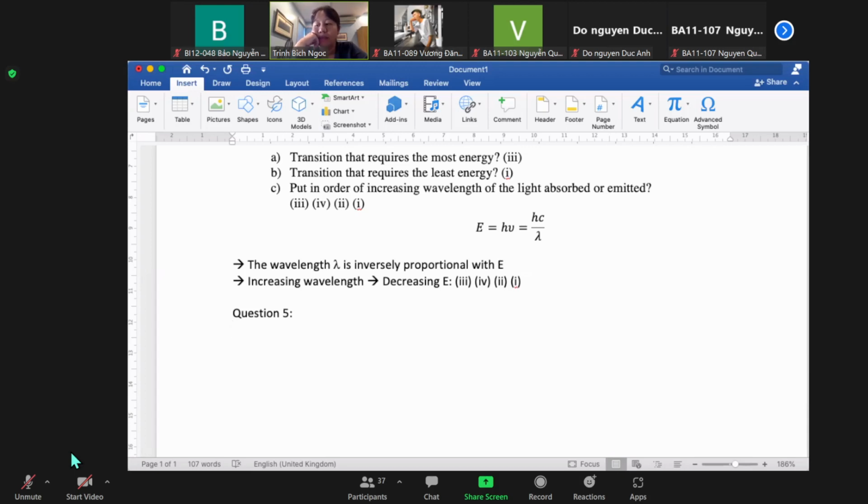You have 3 statements. A hydrogen atom in the n equal to 3 state can emit light at only 2 specific wavelengths. The second one, a hydrogen atom in the n equal to 2 state is at a lower energy than the n equal to 1 state. And the third one, the energy of an emitted photon equals the energy difference of the two states involved in the emission. So which of these statements is or are true?